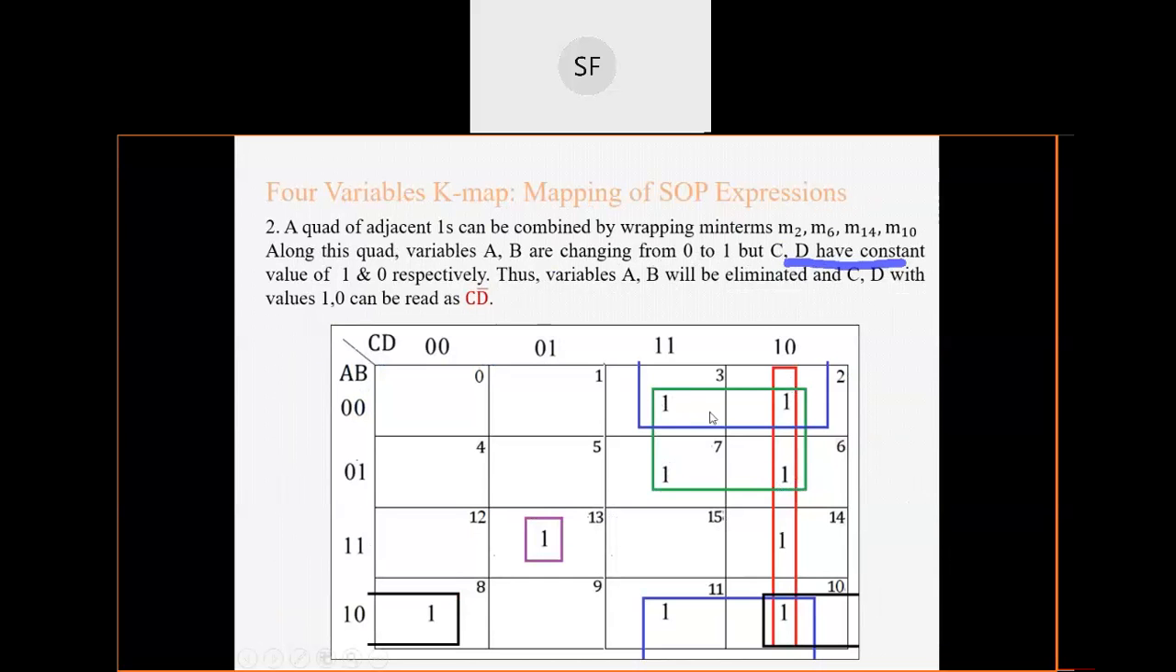Okay, green colored quad. For this green colored quad, if I observe these two values, the value of A is constant, 0 0, but the value of B is changing. Now again, if I observe the code associated with CD, then the value of C is constant, that is 1 1, but the value of D is changing. So A and C are constant for this rectangle. A and C are constant, the value of A is 0 and the value of C is 1.